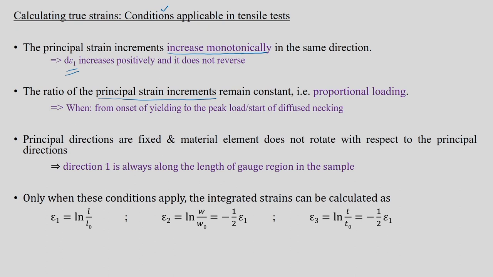But right now we can say that the ratio of principal strain increments, let us say d epsilon 2 divided by d epsilon 1, or epsilon 2 by epsilon 1, is remaining constant, and if you follow that, then it is called proportional loading. So this is monotonic, it has to be proportional loading. That means I have written when.